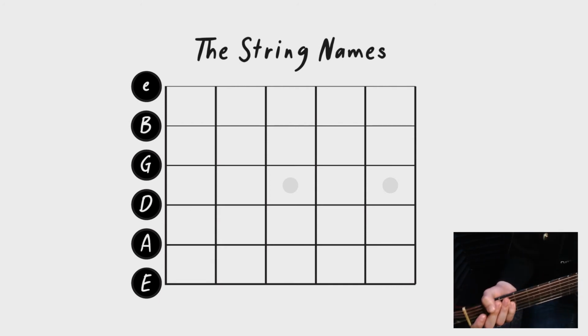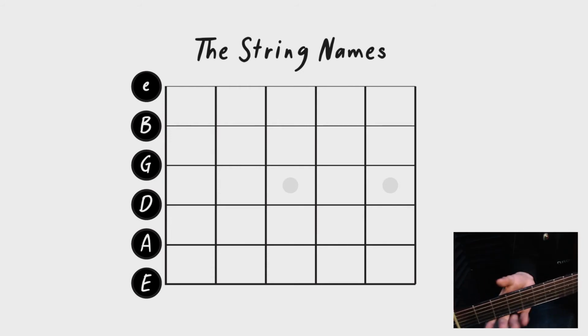So first, the standard tuning is this. You have E on your sixth string, you have A on your fifth, you have D on your fourth, you have G on your third, you have B on your second, and you have E again on your first. Now, you have two E's here. You have what's called your low E on the sixth string and your high E on the first string.